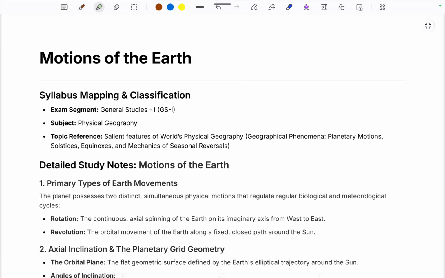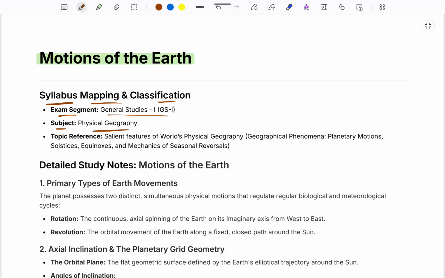Everybody, in this video we are going to talk about motions of the Earth from the Class 6th Geography NCERT Chapter 3. We are going to start that. Same as before, syllabus mapping and classification is really important. Exam segment: important for GS1, as you know.